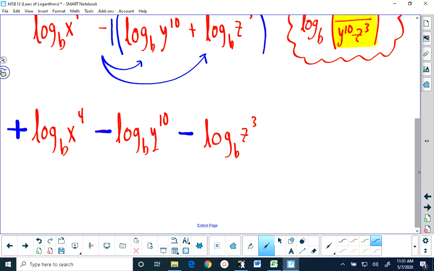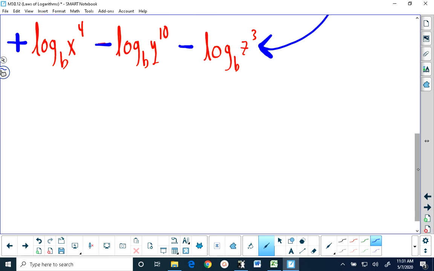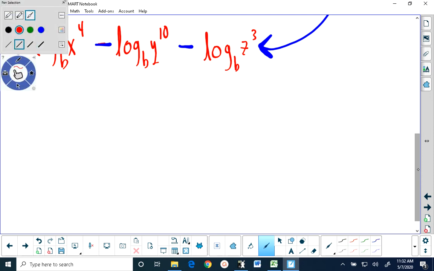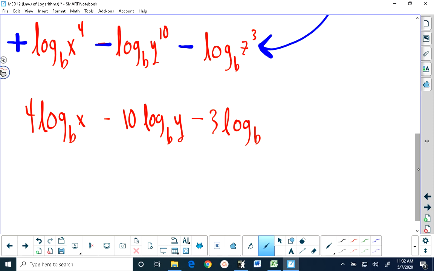And by the way, I should point out, the usefulness of that rule is you don't have to do this. You can bypass that whole step and pretty much go from the original question to this line. Our final step, of course, is to move those exponents in front, giving us 4 log base b of x minus 10 log base b of y minus 3 log base b of z.